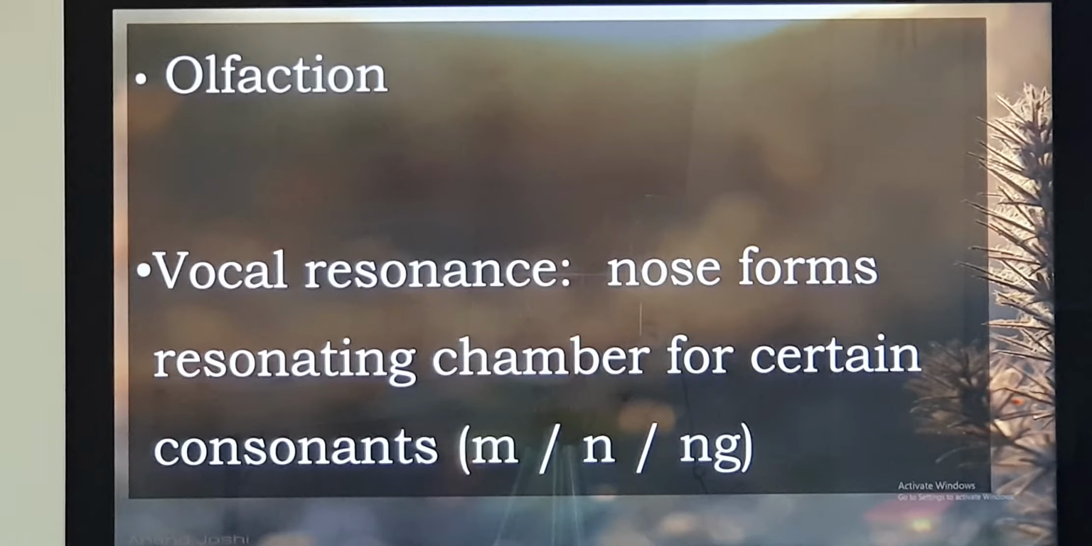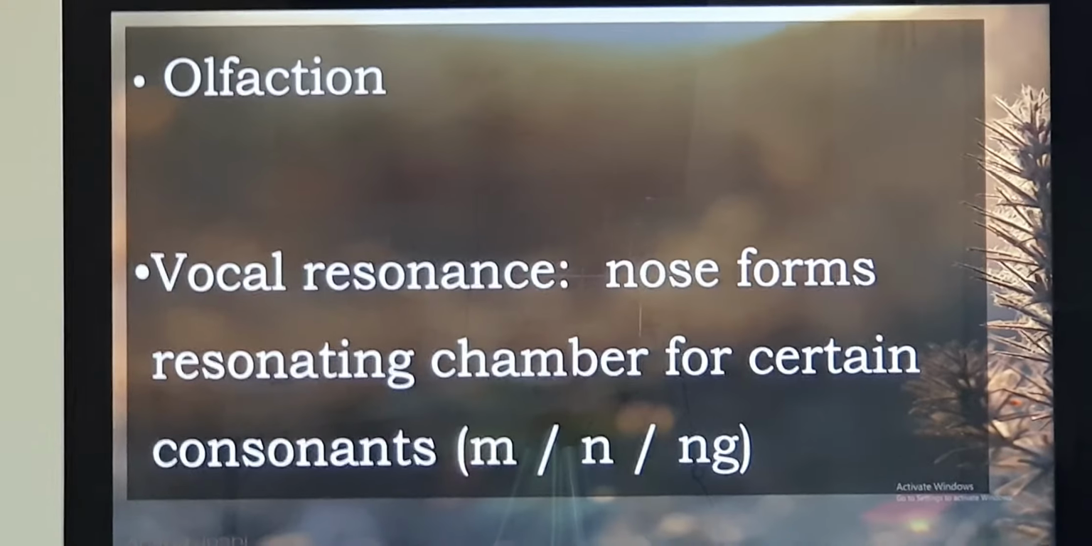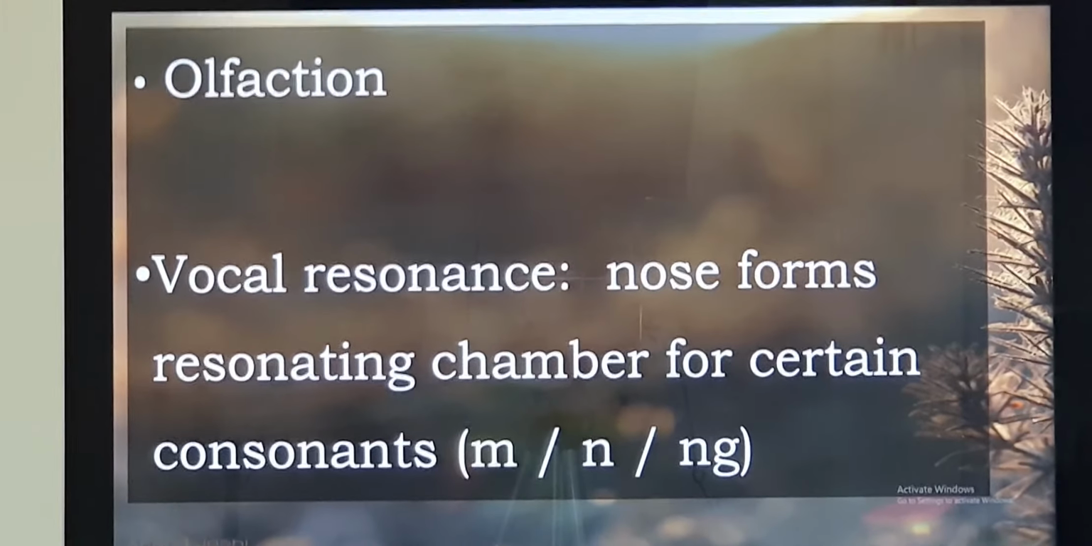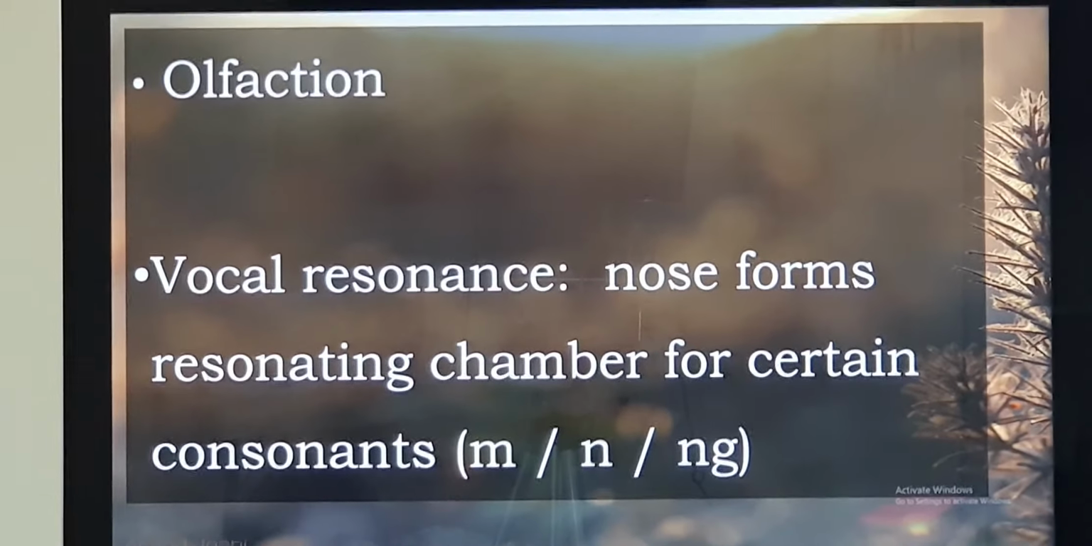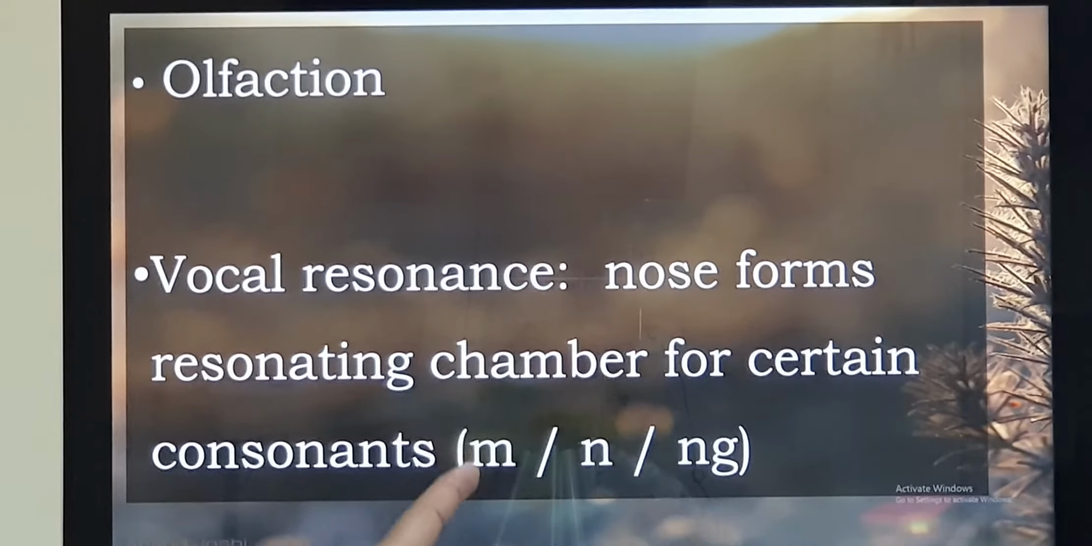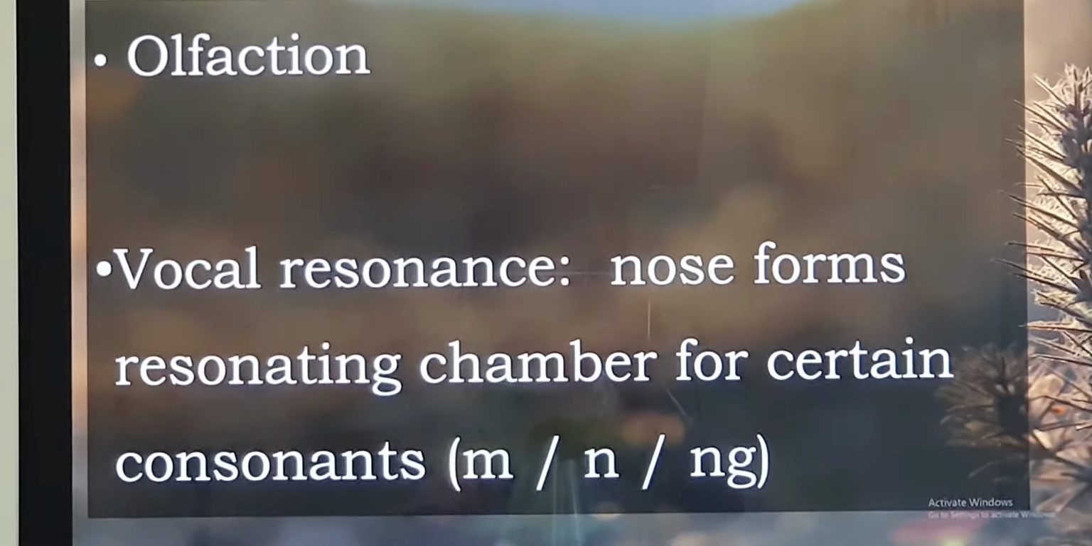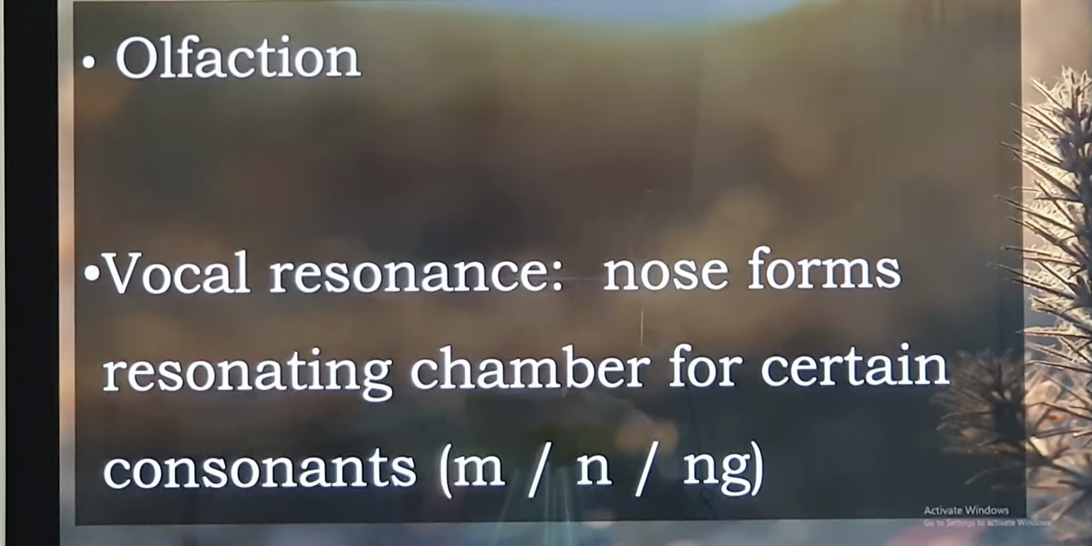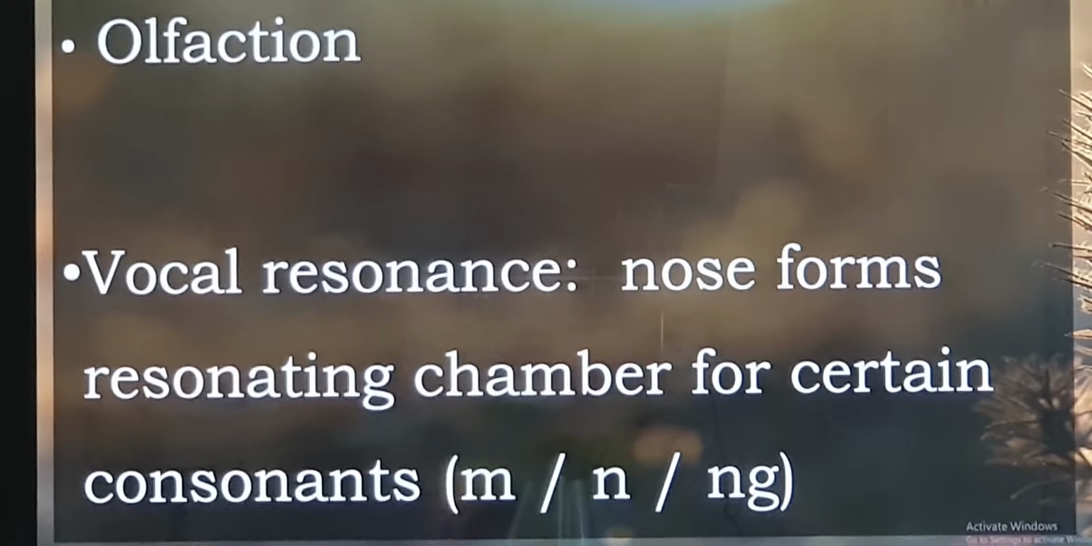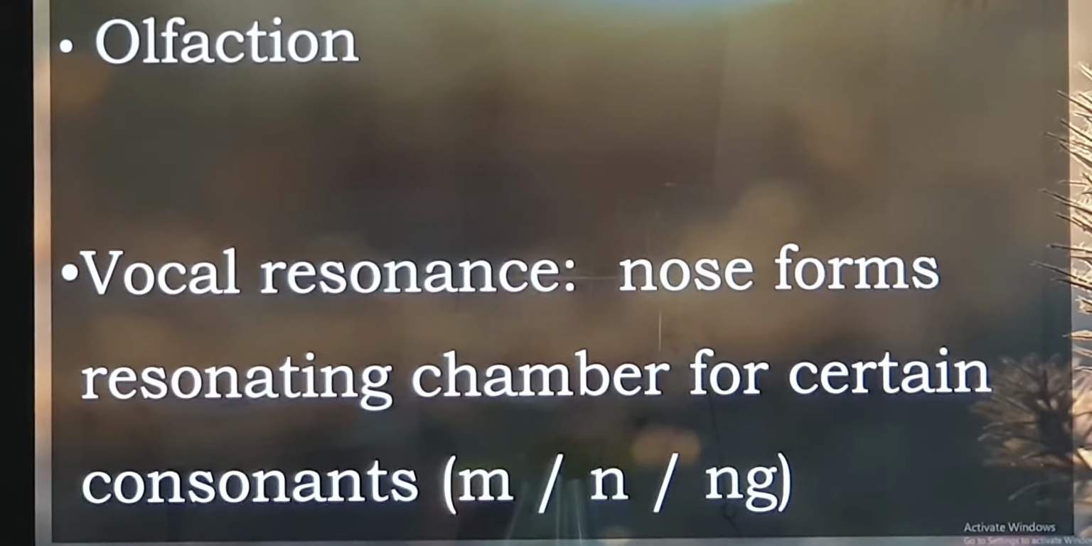Last, the nose and sinus form a part of vocal resonance. Not all the consonants produced in the voice box come from the oral cavity. Some of them, like the consonants M, N and NG, are resonated in the nose and sinuses. So, in a case of upper respiratory tract infection, these consonants get affected.